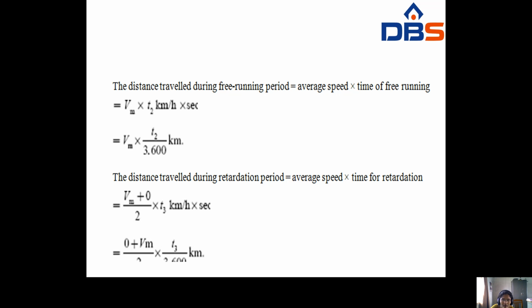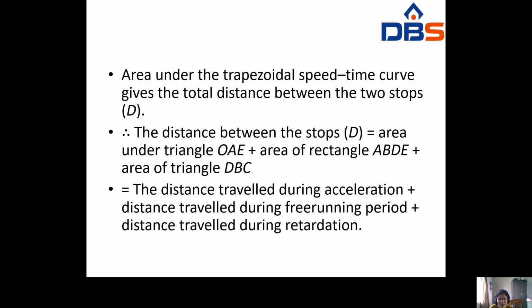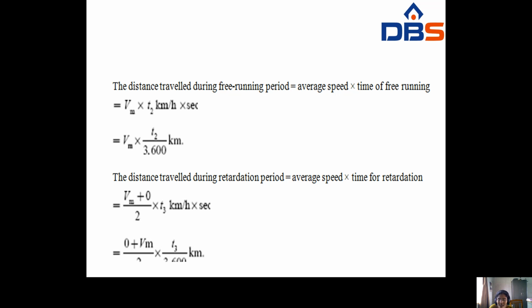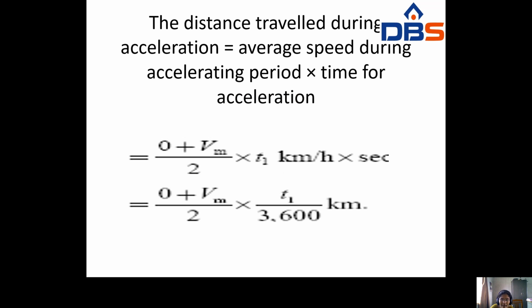So the total distance between the stops is equal to the distance travelled during acceleration, plus the distance travelled during the free running period, plus the distance travelled during retardation. So first you have to find the distance travelled during acceleration, next the distance travelled during the free running period, next the distance travelled during retardation. By adding these three, you get the total distance travelled. So first you have to write the distance travelled during the accelerating period.